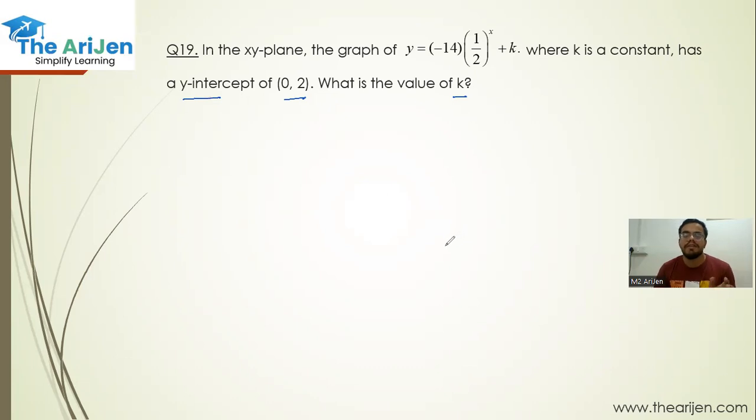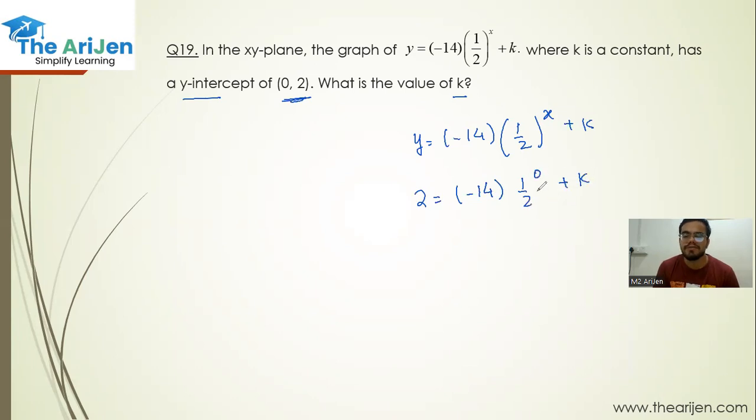So earlier also, see, y-intercept means the x-coordinate would be 0. So if the x-coordinate is 0, you can simply satisfy this point, right? Because this is the y-intercept, if I satisfy the point in this equation, I will get the value of k. You simply put x equals to 0 and y is 2. So 2 is minus 14 times 1 by 2 whole power 0 plus k. Any number whole power 0 is 1, right? So 2 plus 14 is k. Therefore, the value of k you have is 16. I hope this is clear. Let's move to the next question.